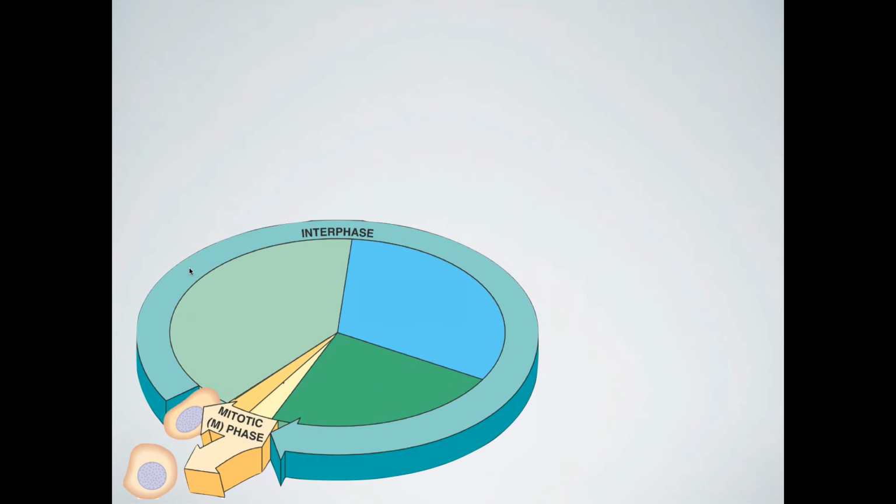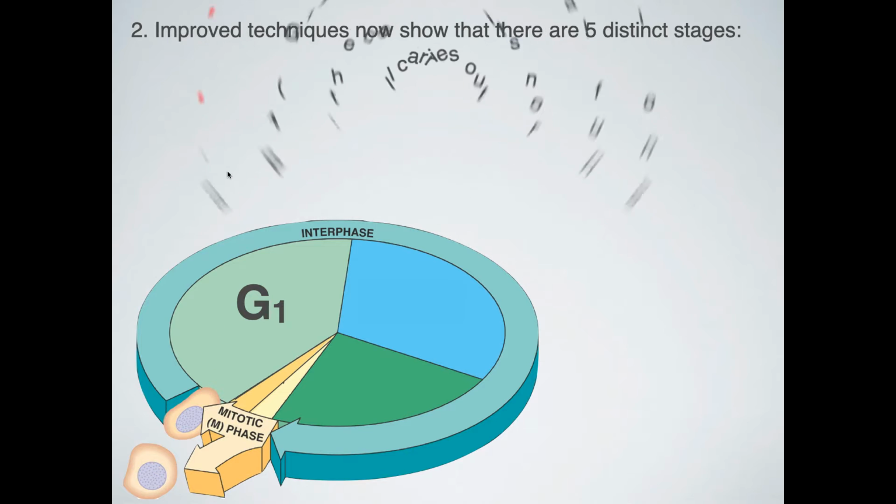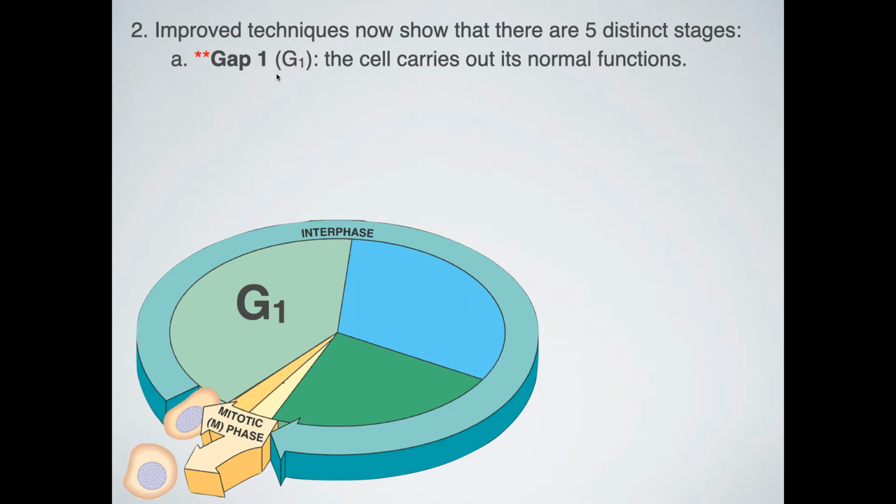But now we have really good microscopes. So now we know that there are actually 5 distinct stages. The first stage is actually G1. So this first little pie bit here that's kind of green, label that G1. What does G1 stand for though? It stands for gap 1.